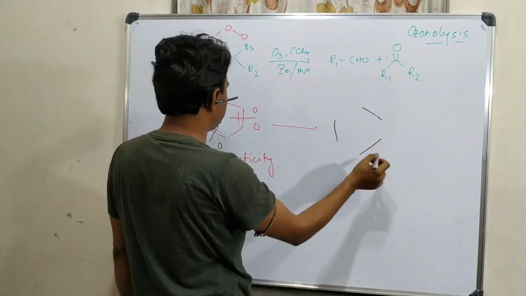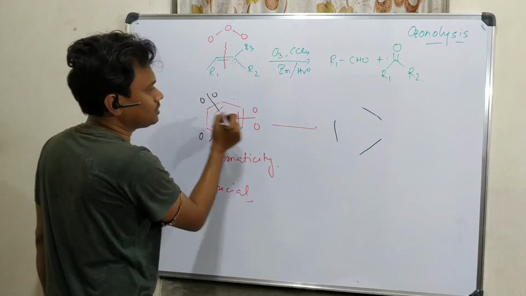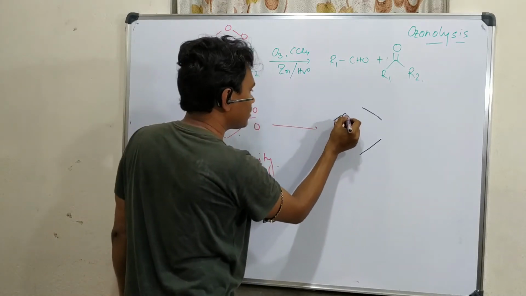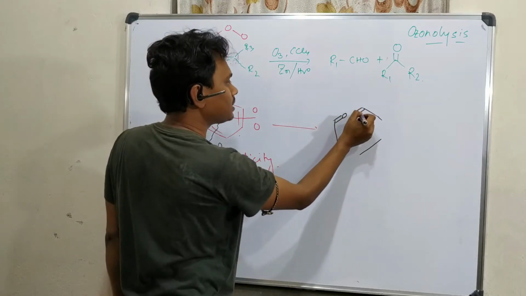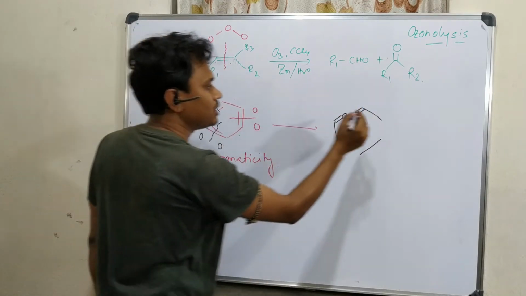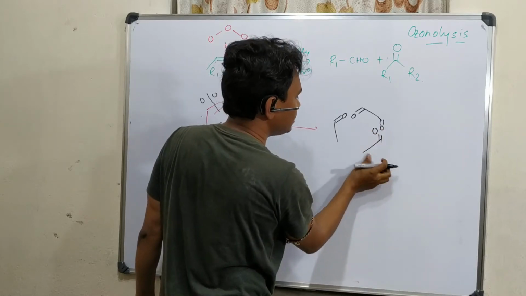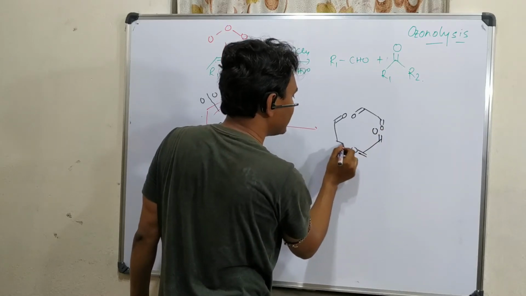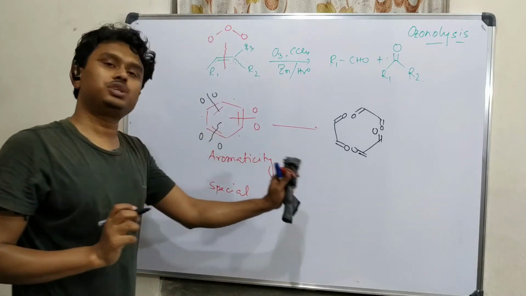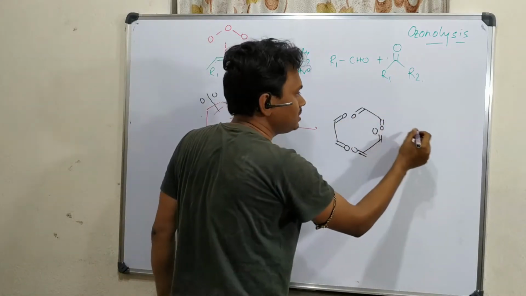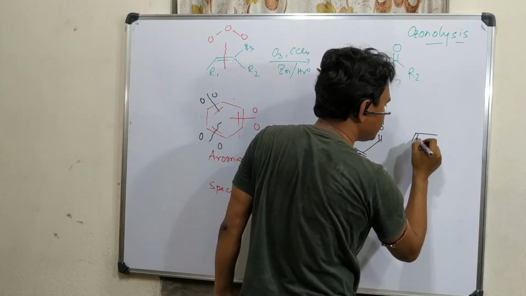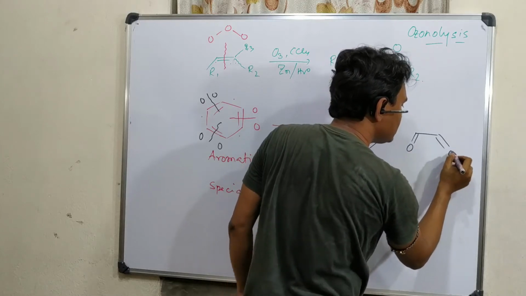So this is 1, 3 single bond. Now you can see there is 1 carbonyl. Similarly here, so this double bond is consumed. Similarly here, similarly here, and similarly here. So initially it is this. Now if you write this molecule properly, it is this.